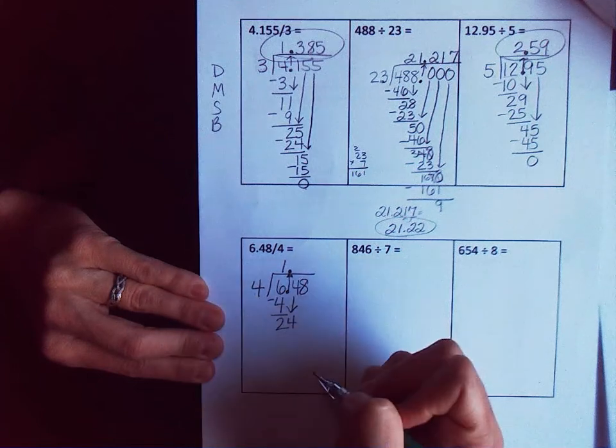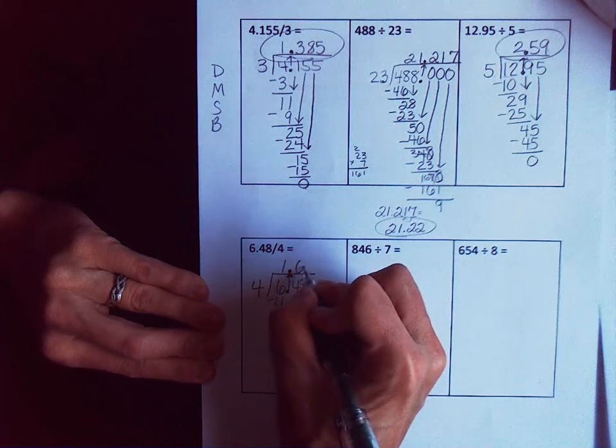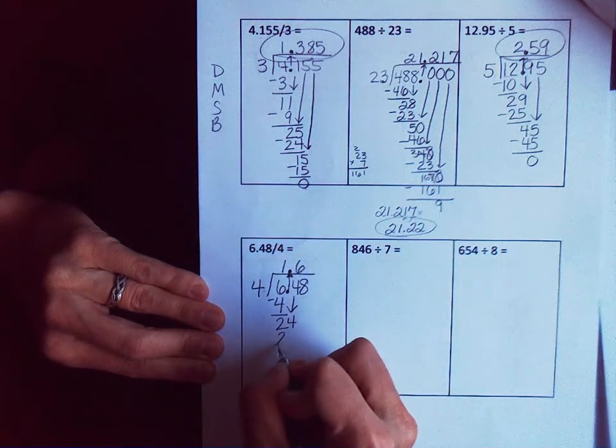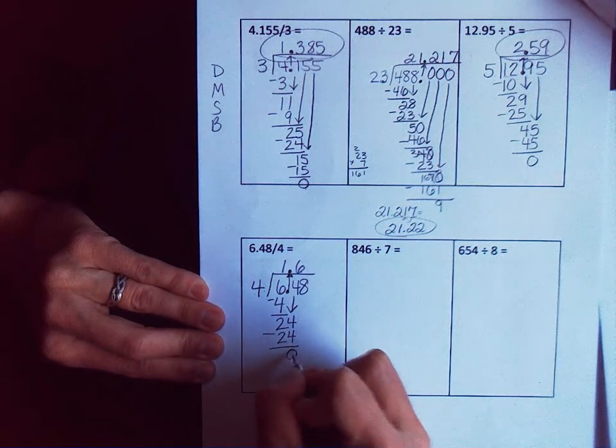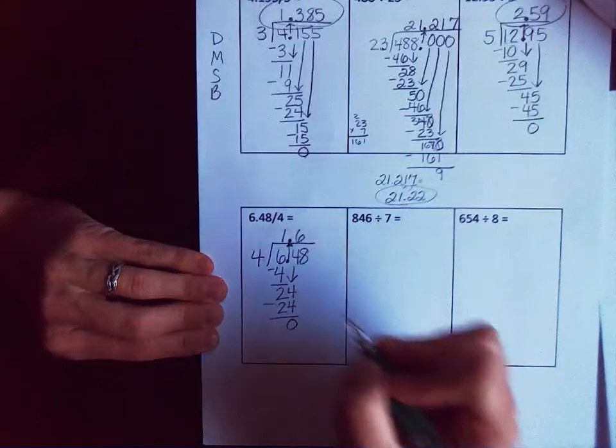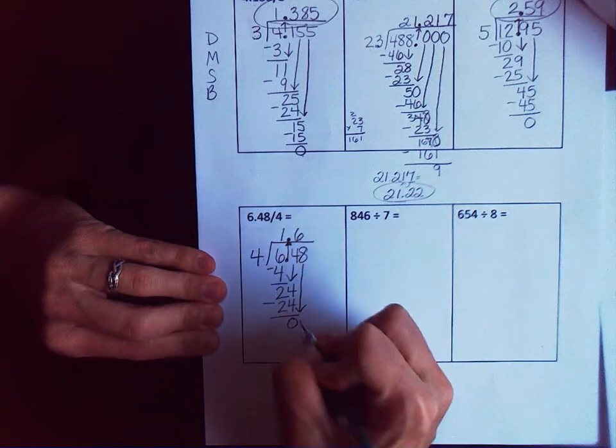4 divides into 24 6 times. 6 times 4 is 24. When I subtract, I get 0. Does that mean I'm finished? No. I still have another digit up here I need to bring down, my 8.